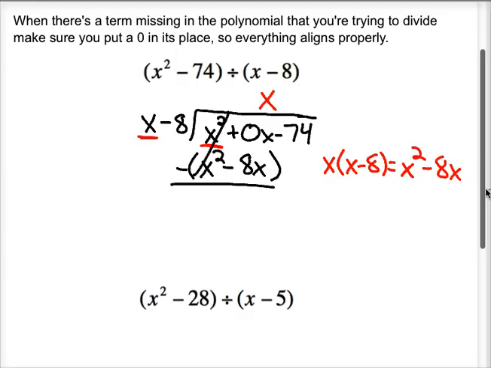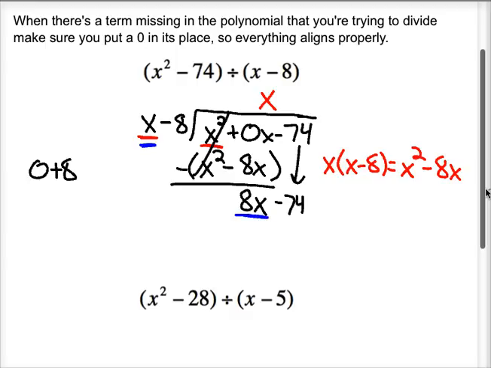Well, x squared minus x squared cancels. And then 0 minus negative 8. And again, minusing a negative is essentially the same thing as adding. So 0 plus 8 will leave me with 8x. And I pull down my next term. I do that process again.